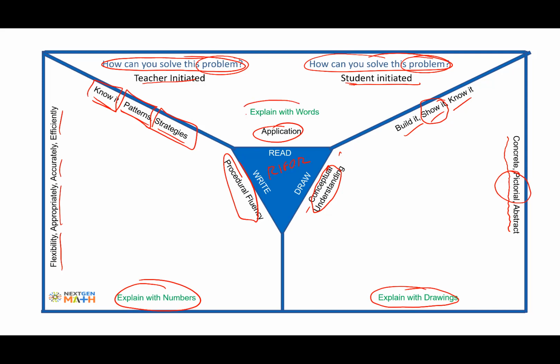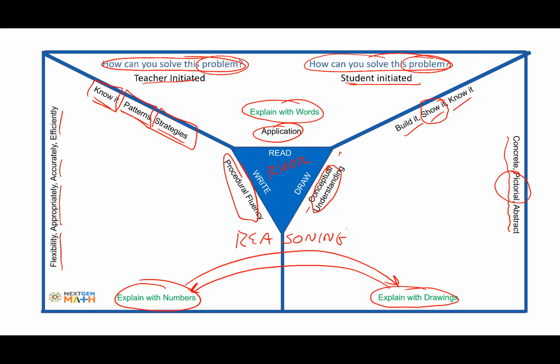And then finally, students are going to be able to explain with words. What are they explaining? Well, they're reasoning. And what we mean by reasoning is this. When students explain with drawings and numbers back to drawings, this right here is called reasoning. So when students have explained with numbers and drawings and they have reasoned, now they're in a position to explain with words, whether in written form, verbal, or perhaps video.